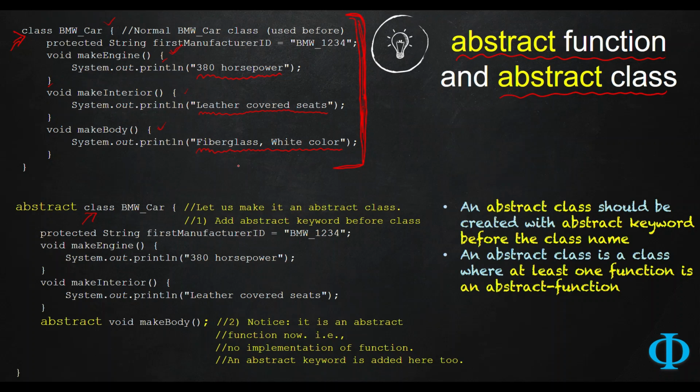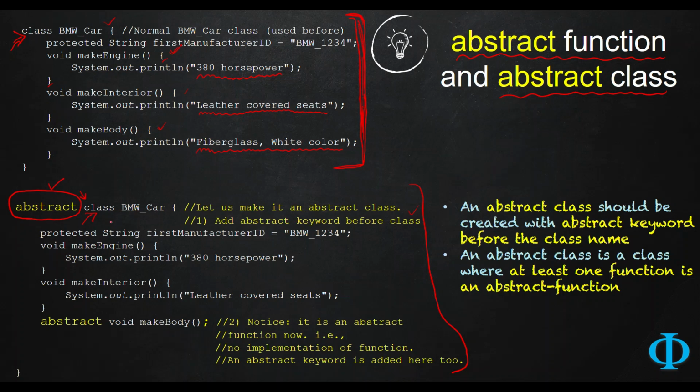Now here in the lower half of the slide, let us try to change it to an abstract class. So how can you do that? First of all, to define an abstract class, you have to use the abstract keyword before you start writing the class. In a normal class it started with class BMW car, and when I am making it abstract, I am adding an extra abstract keyword before the class. So that's the first thing.